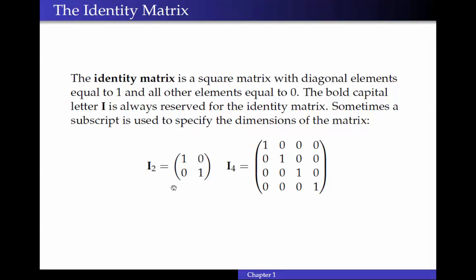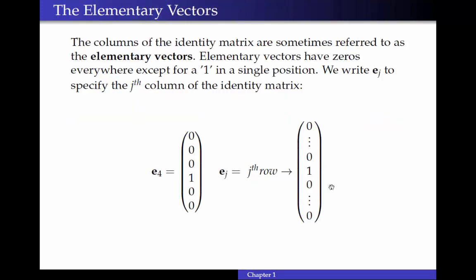And sometimes we'll use a subscript to specify the dimensions of the matrix. So I2 is a 2 by 2 identity matrix, and I4 would be a 4 by 4 identity matrix. Obviously, since the matrix is square, we only need one number to specify its size.